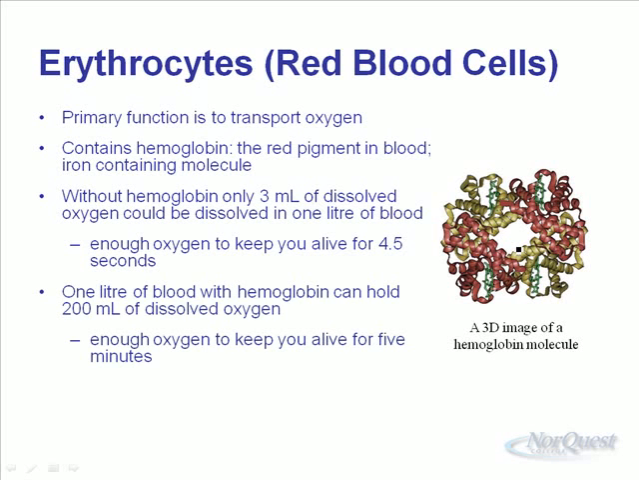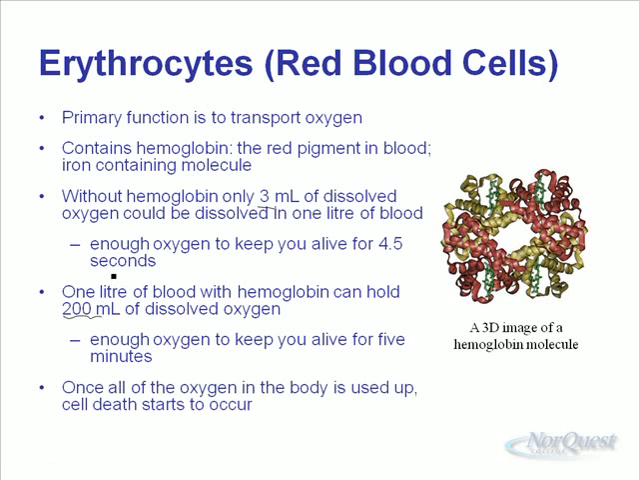No holding your breath. 1 liter of blood with hemoglobin molecules can now dissolve 200 milliliters of oxygen. That's a huge difference between 3 mils and 200 mils. So hemoglobin, an extremely important protein in our blood, gives enough oxygen to keep you alive for 5 minutes. Once all the oxygen in your body is used up, cell death starts to occur. Without oxygen, there's no energy. Even though you might have glucose in your blood, you have to have oxygen there to metabolize it, so no oxygen, can't get access to the energy, and cells start to die off.